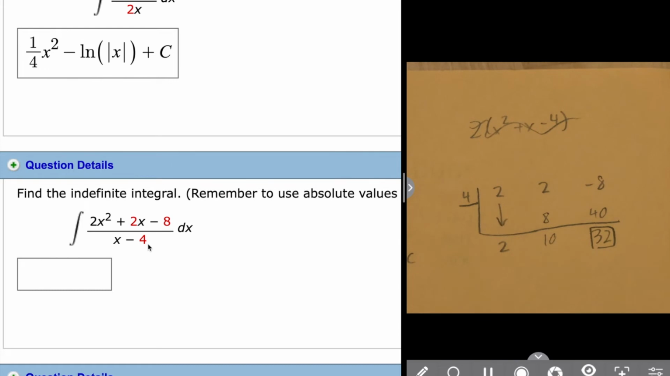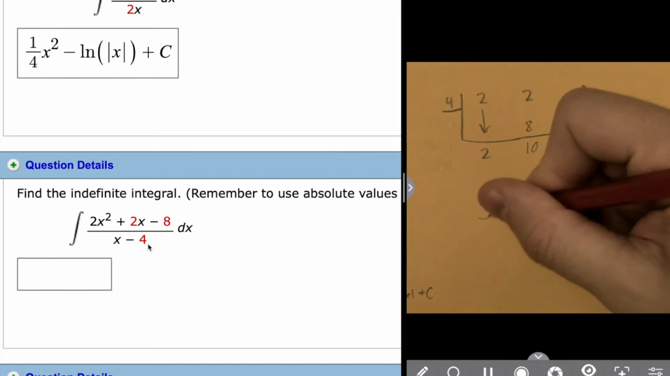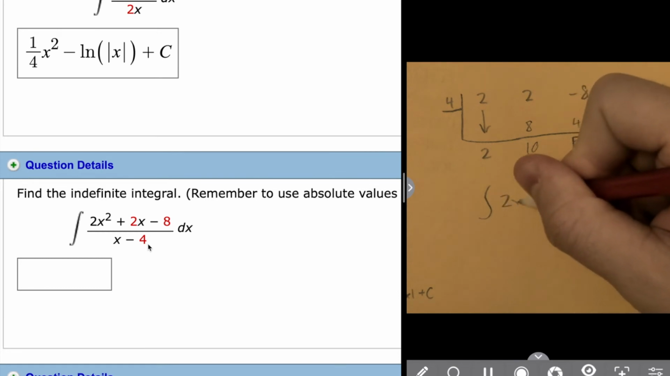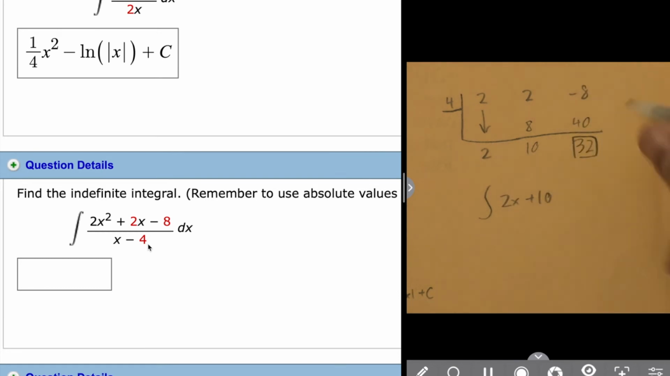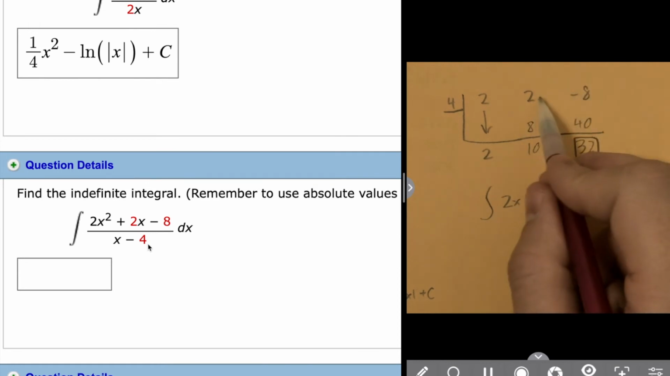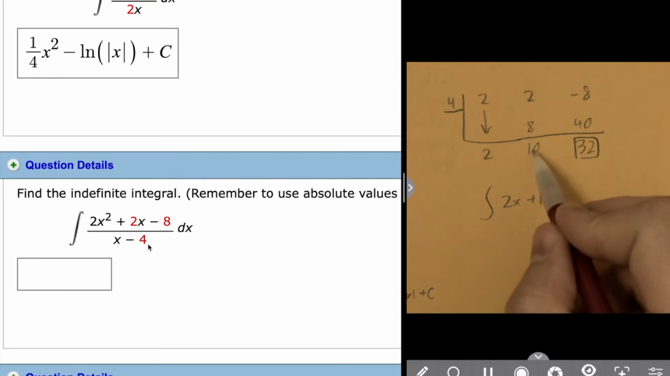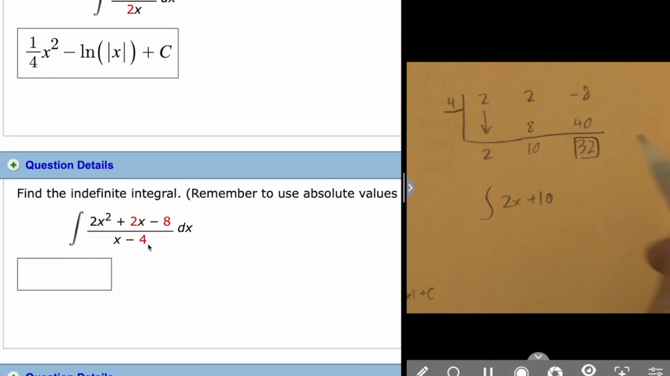Like I said, it doesn't work out perfectly, but it's still going to allow me to do the integral, because I can now say that this integral is really 2x plus 10. Now what's going on there? Well, if this refers to a single number, an x and an x squared, then after my remainder, I've got a single number, an x, and so on, however many terms you have. So this is the quotient of the synthetic division, and of course there's a remainder.